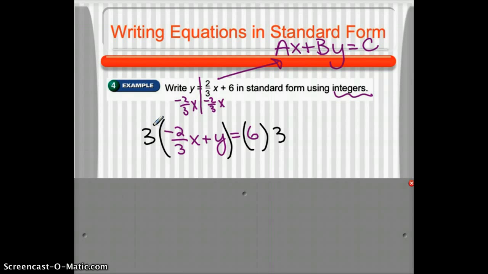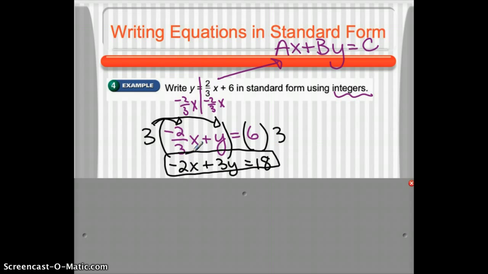Doesn't change my equation, it still will be equal. And use the distributive property here. 3 times negative 2/3, that will be negative 2x. 3 times y is just going to be 3y. And 6 times 3 is 18. Okay, this equation is in good form because it has ax plus by equals c.